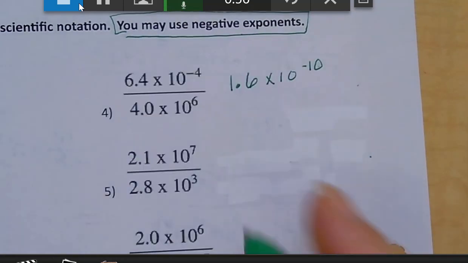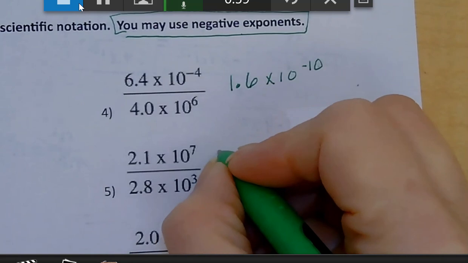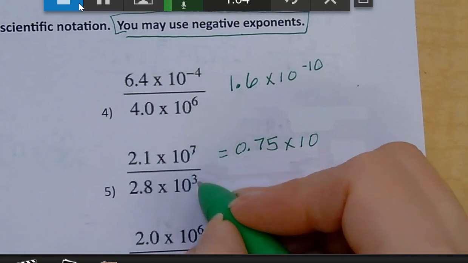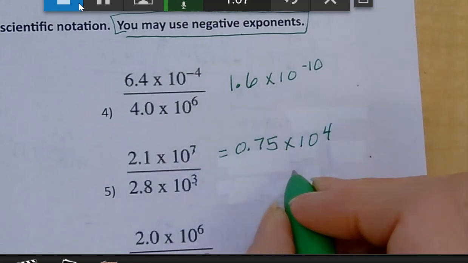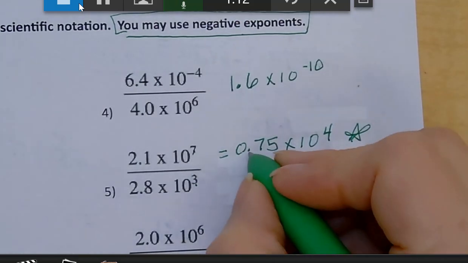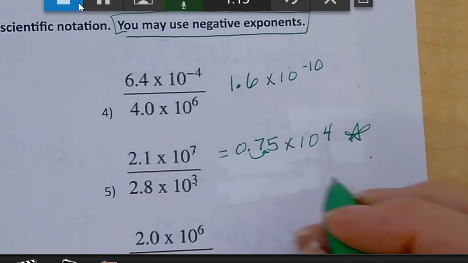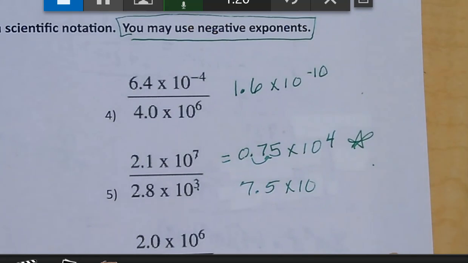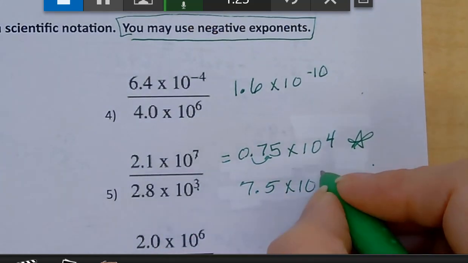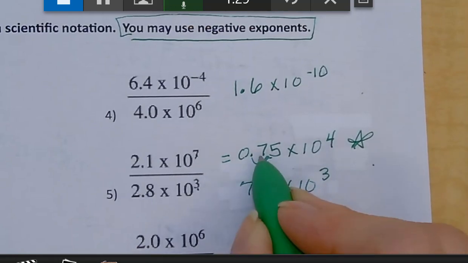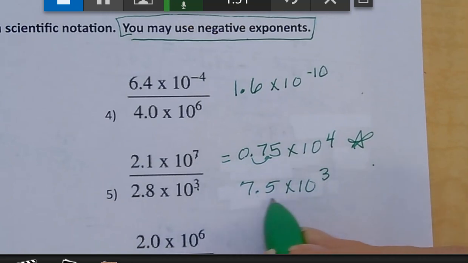It is 0.75. So I'm just dividing 2.1 by 2.8, which is 0.75 times 10 to the 7 minus 3. It's going to be 10 to the 4. So that's an answer, but here's the thing, that's not actually in scientific notation, right? So I need to move that guy over. It's going to be 7.5 times 10 to the third power, because it's smaller than 7.5, right? We had 0.75. I need to let you know that your real answer is actually smaller than that.